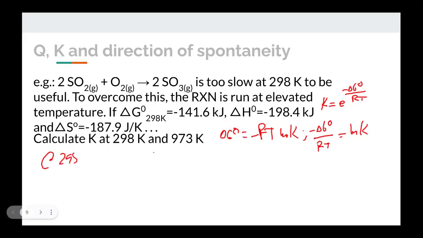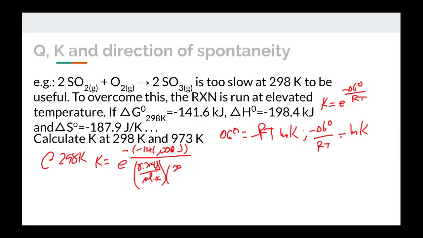So at 298 Kelvin, we can use the standard G naught value here, which tells us that K is equal to e to the negative 141,000, let's keep our units good, joules over 8.314 joules per mole Kelvin times 298 kelvins. When you calculate this all out, you get 6.6 times 10 to the 24th. So that's our value at 298 kelvins. At 973 kelvins, we're not going to be able to use that value.